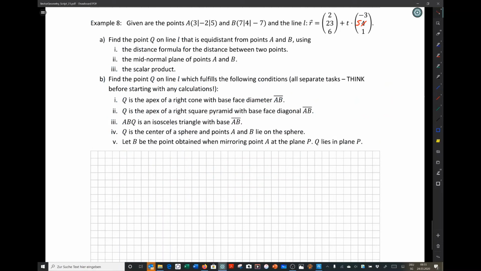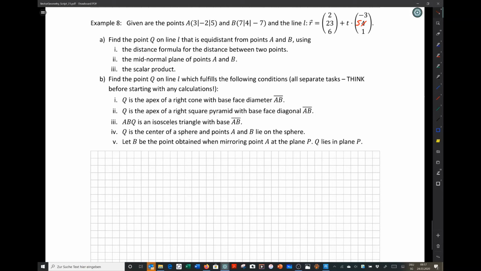In example 8, please first correct the wrong y coordinate of the direction vector of the line L. Example 8 is sort of a wrap-up of many things that we have done in this whole vector geometry chapter. Read now example 8 and reflect how to solve task A using the 3 different methods as mentioned. Just think about it for a moment without really performing the calculations.